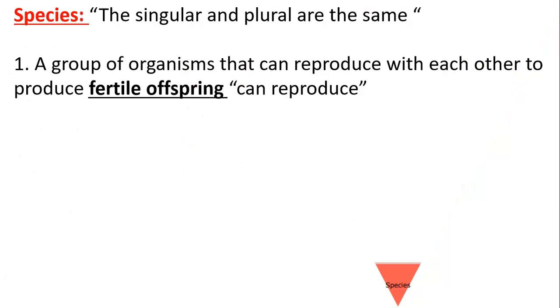Let's take a deeper look into the species. Species, singular and plural, is spelled and pronounced the same. It is a group of organisms that can reproduce together with each other, but there is a very important condition: they must produce fertile offspring. What does the word fertile mean? Fertile means that this offspring can reproduce itself again. Okay? So, this is the species, the socks.